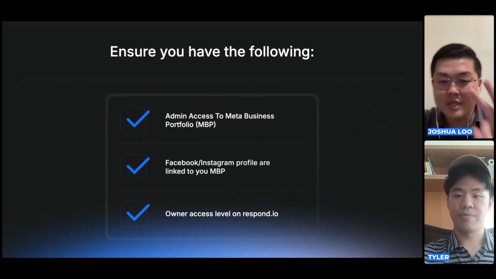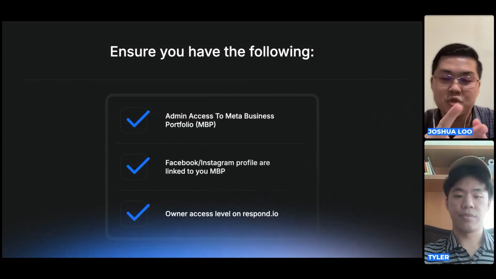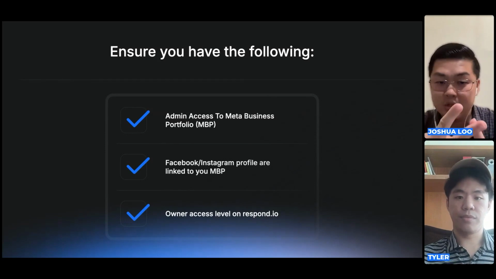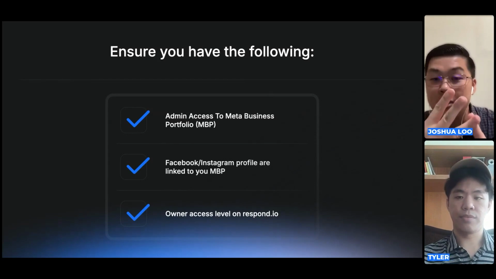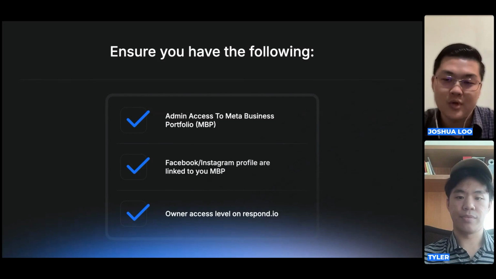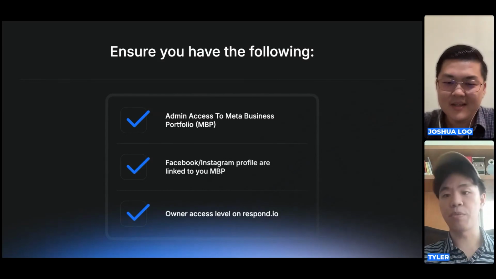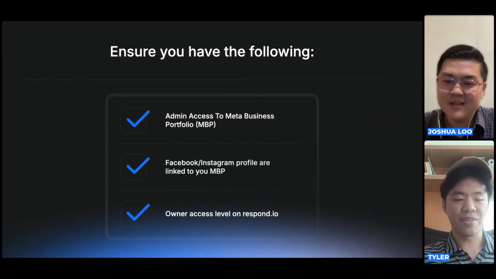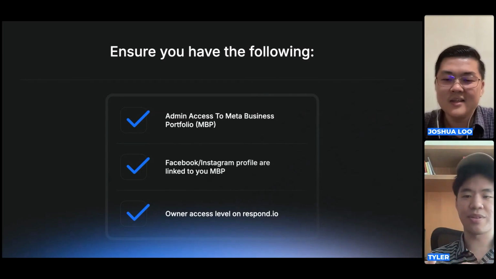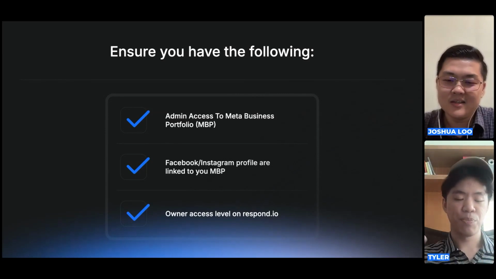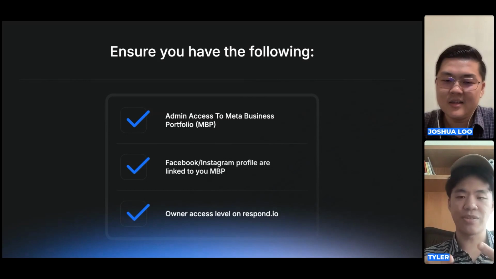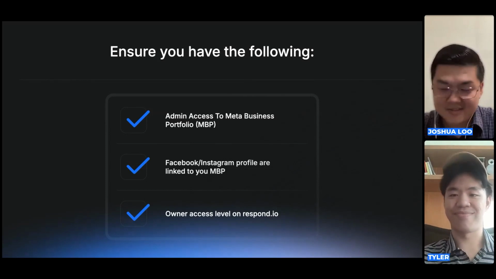Yeah. So these three things, real quick: admin access to your Meta Business portfolio. Make sure your own profile is linked properly with your Meta Business portfolio, and lastly, you need to have owner access on Respond.io. If you don't have access, try to get access. This is super important if you want to set it up, because Meta is very strict about this. They want to make sure that only the admins are allowed to do this.